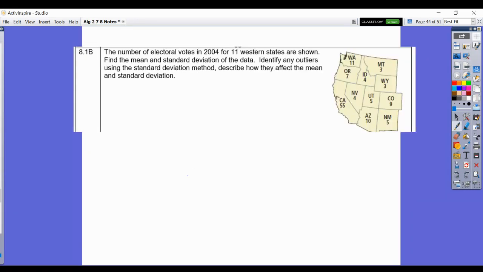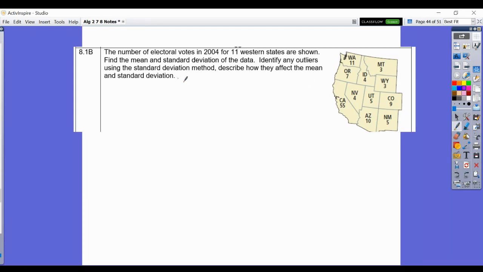All right, so let's do one with real numbers here. So we've got the number of electoral votes in 2004 for 11 Western states shown on the map. Find the mean and standard deviation for the data. Identify any outliers using the standard deviation method. So they're telling you which way to do it, and describe how they affect the mean and standard deviation.